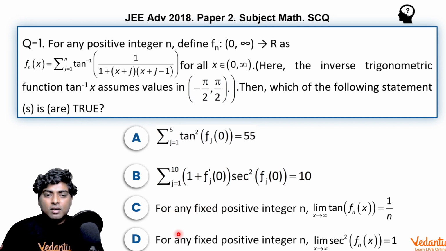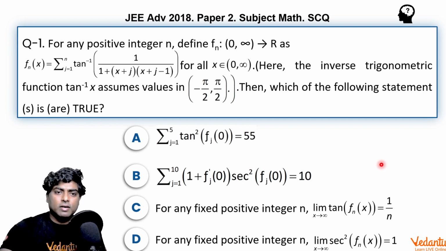Option C. Okay, fortunately in options C and D f(0) is not there, so they are asking about fn x as x tends to infinity, f infinity, and in option D also. So to check option C or D, we'll have to find fn x first. How can you find fn x?